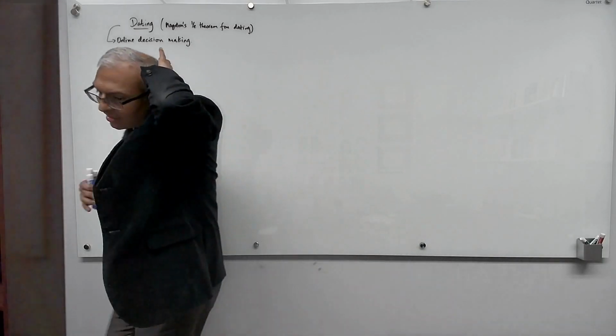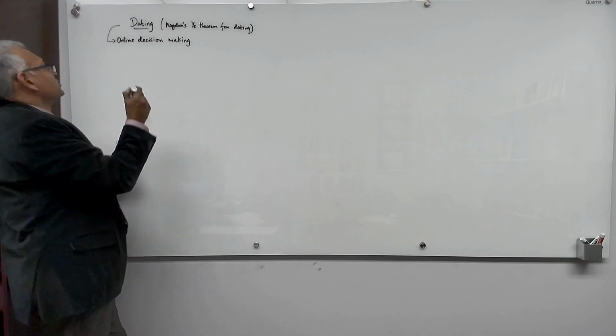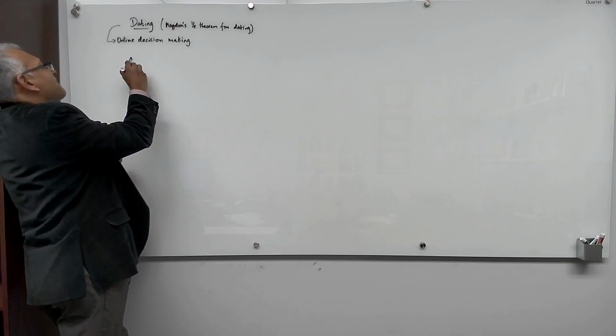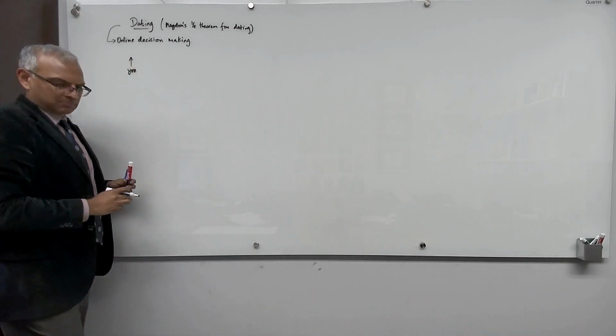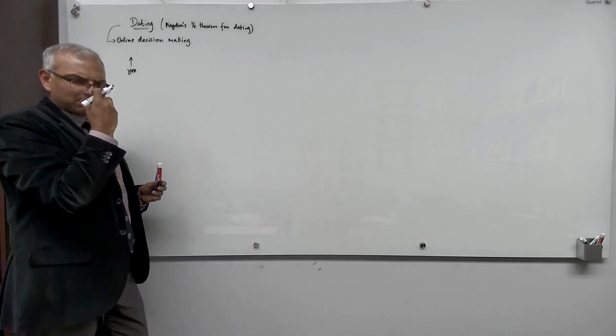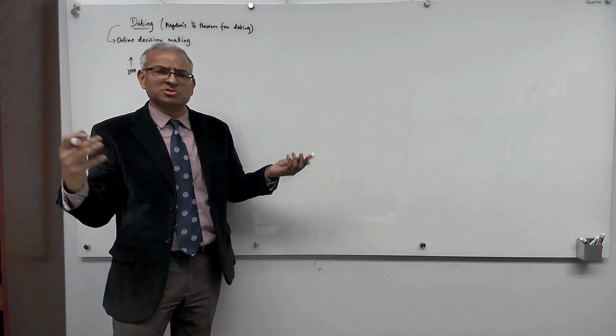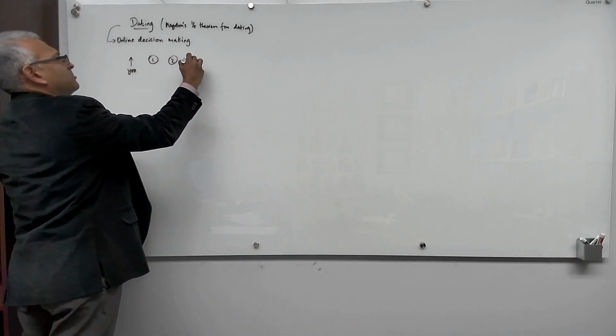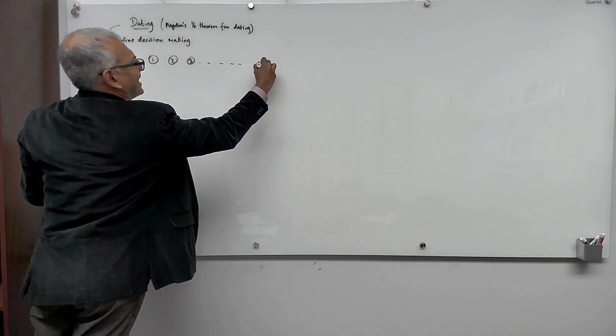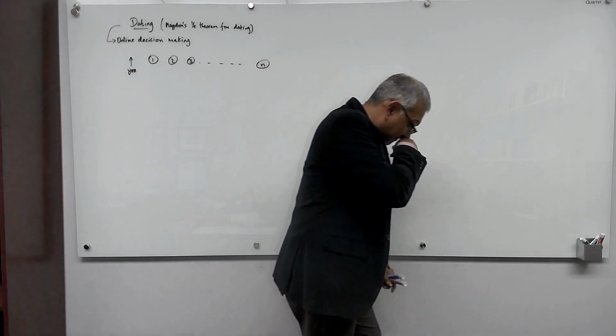So here's the setup. There's you, and waiting in line to date you are N people. We won't worry about exactly where those N people came from or how you got into this position. So there are N people: person 1, person 2, person 3, up to person N, waiting to date you.